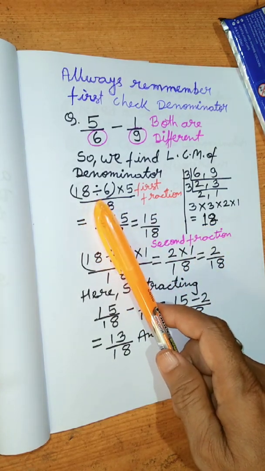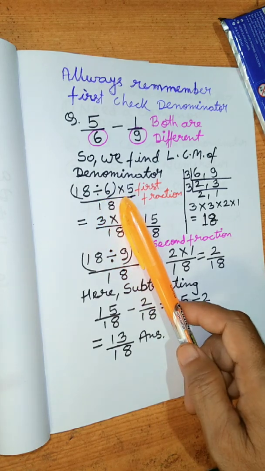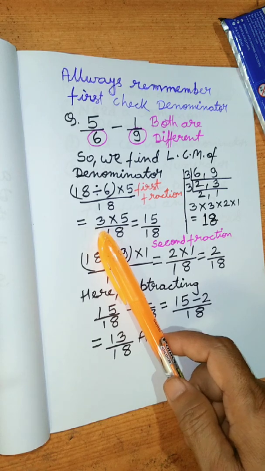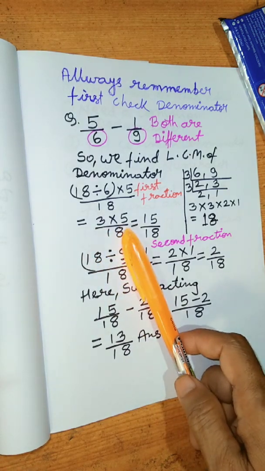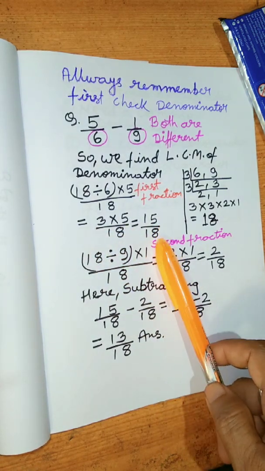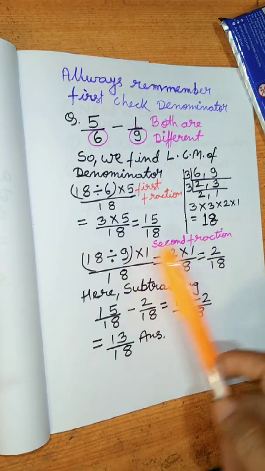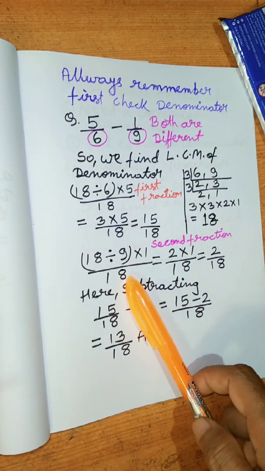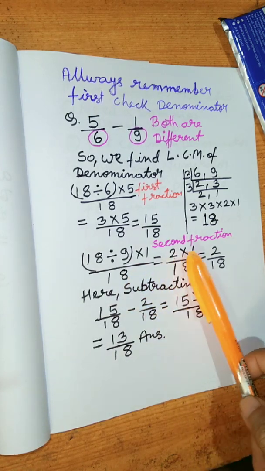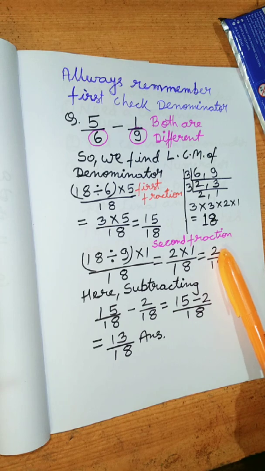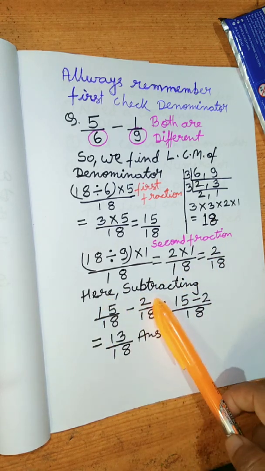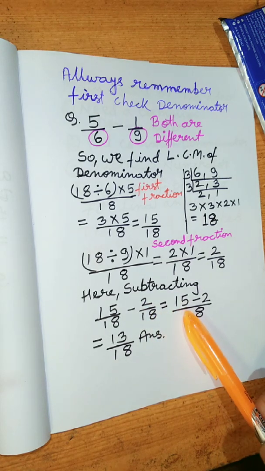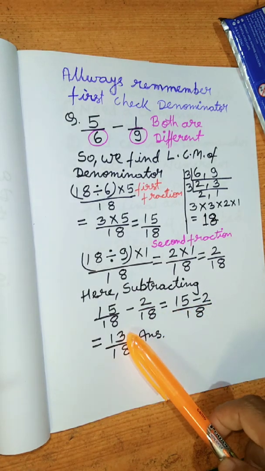18 divided by 6 is 3, multiplied by 5 for the first fraction, gives 15 by 18. For the second fraction, 18 divided by 9 is 2, multiplied by 1, gives 2 by 18. Here subtracting 15 by 18 minus 2 by 18 is equal to 15 minus 2, which is 13 by 18.